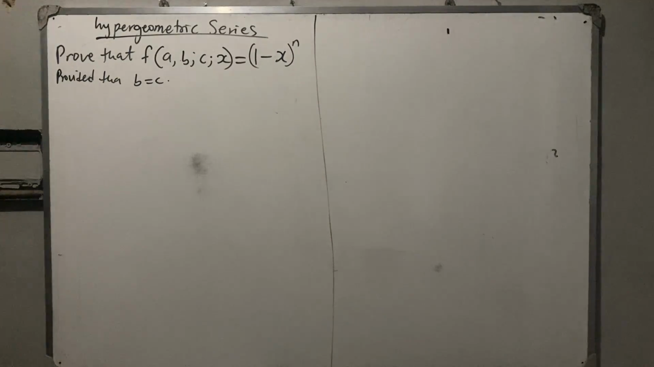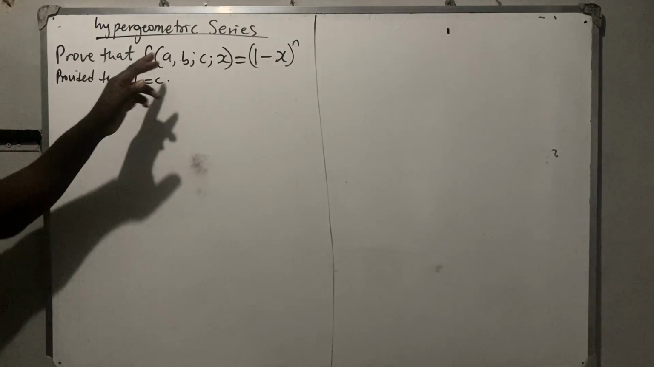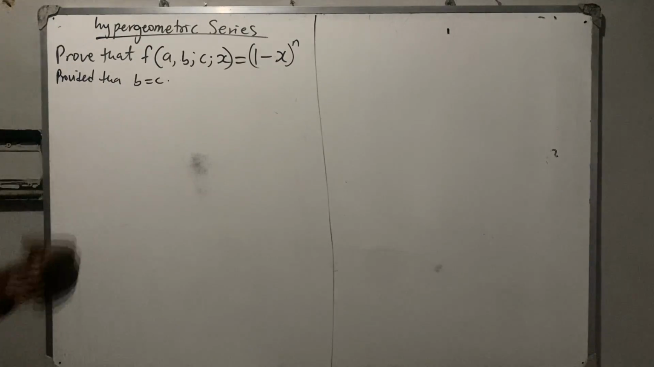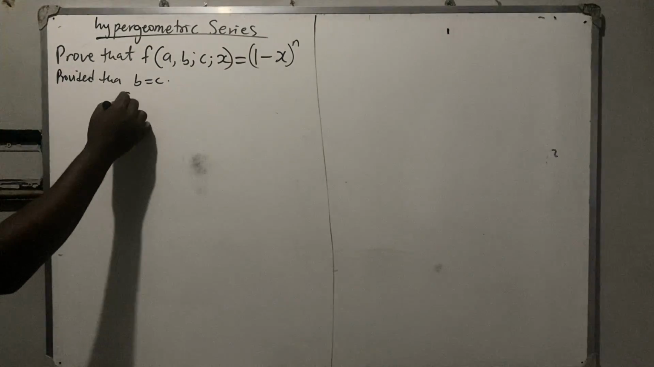Good morning. In this video, we want to prove that f(a, b, c, x) is equal to (1 - x)^(-a), provided that a is equal to b, using hypergeometric series. Solution.